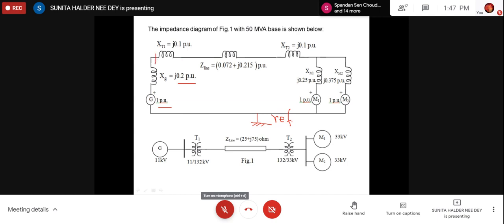So this is the terminal actually. This terminal is this one. Can you see this one? Yes, ma'am. Yes, ma'am, we can.